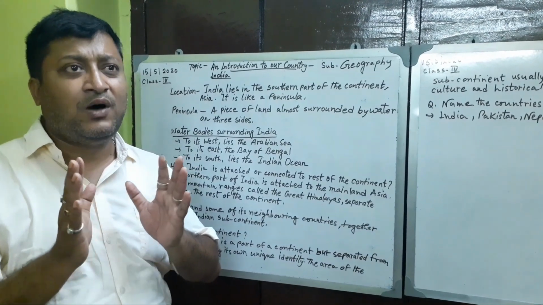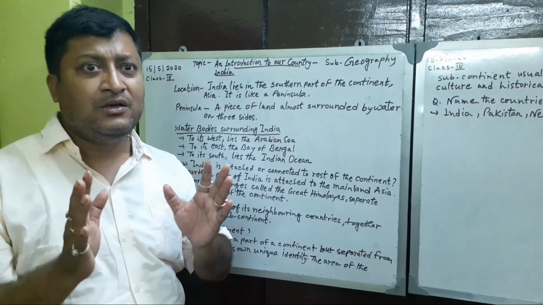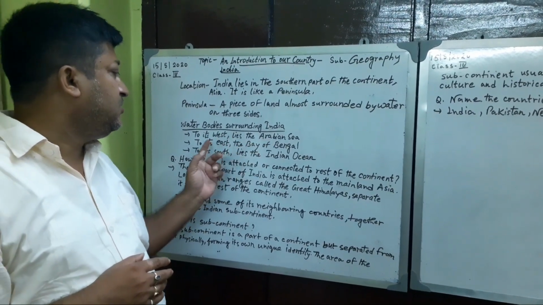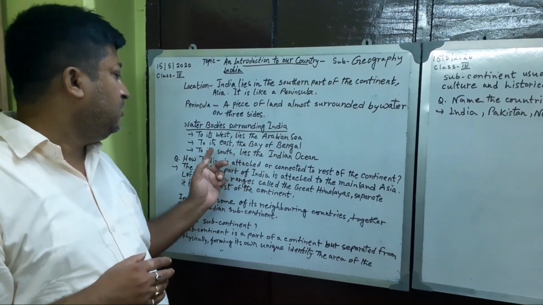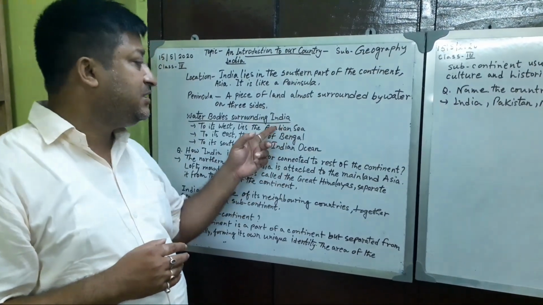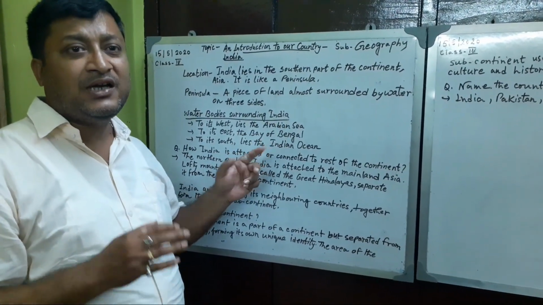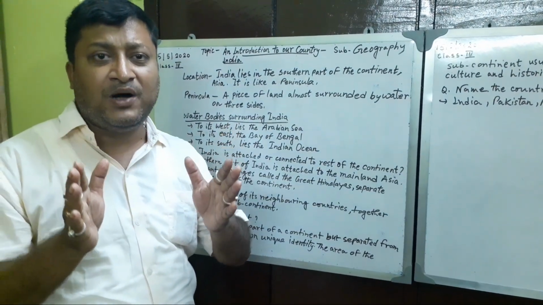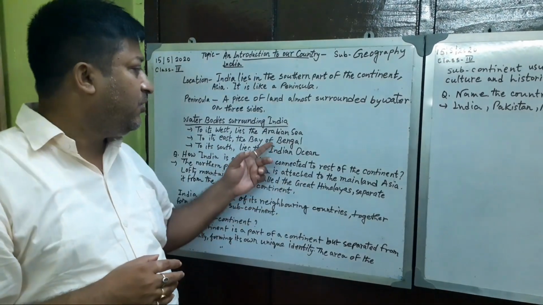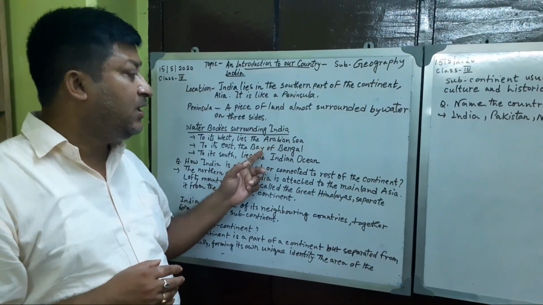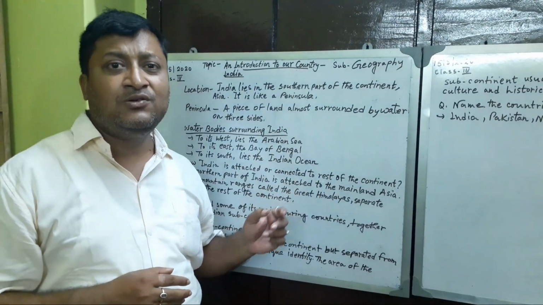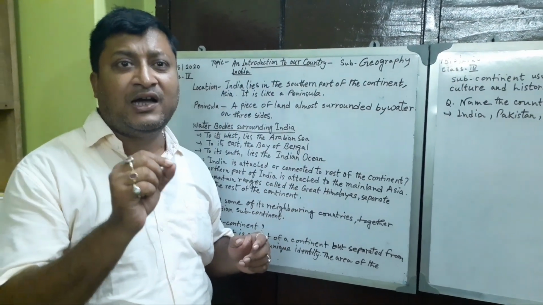And these three water bodies are: to the west lies the Arabian Sea, to the east the Bay of Bengal, and to its south lies the Indian Ocean. So these three water bodies surround the southern part of India. The Indian Ocean is named after our country India.